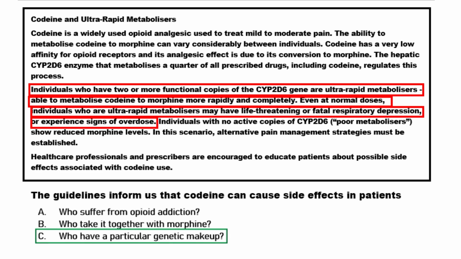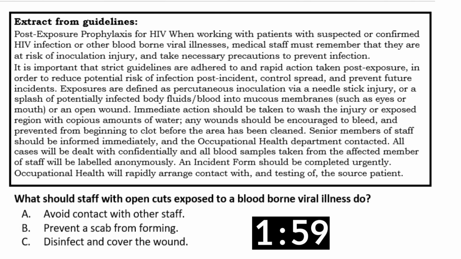In summary, the passage highlights the importance of considering an individual's genetic makeup, specifically, the presence of functional copies of the CYP2D6 gene, in relation to codeine side effects, making option C the correct choice. Let's look at the next question.